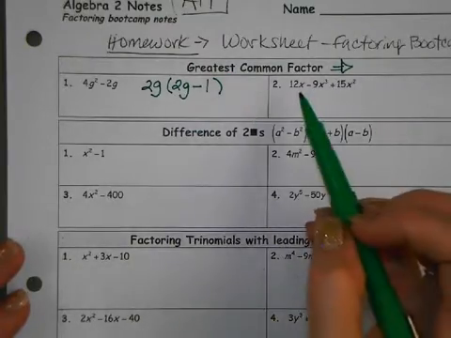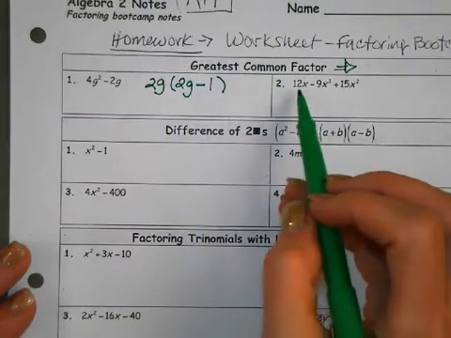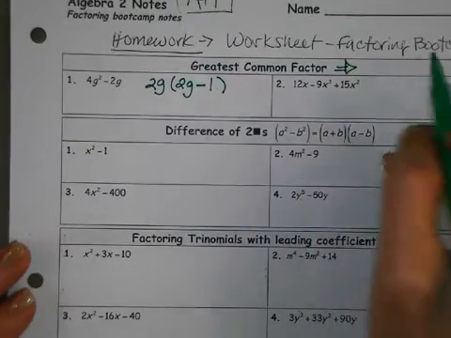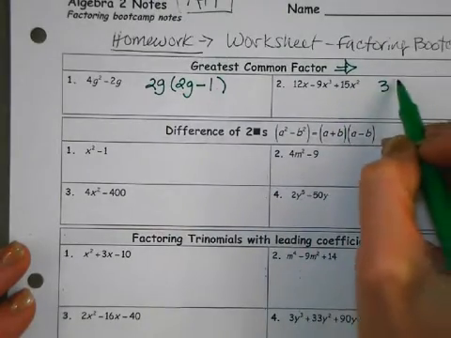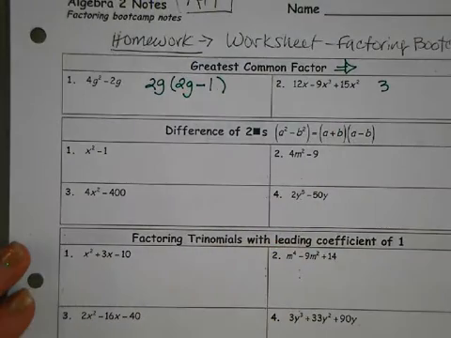Okay? Alright, so looking at number 2. Look at the numbers. What is the highest number you could pull out of each one of those, if at all? 3? Okay, so if I pull out a 3, how about variables? Are there any variables I could pull out?